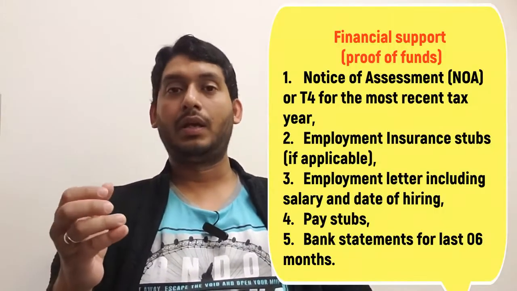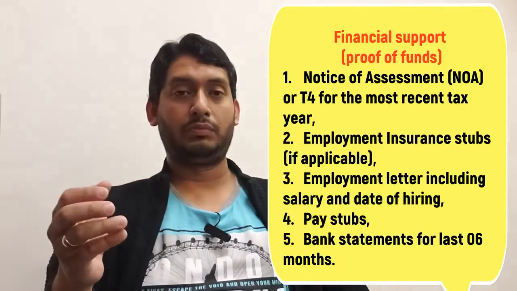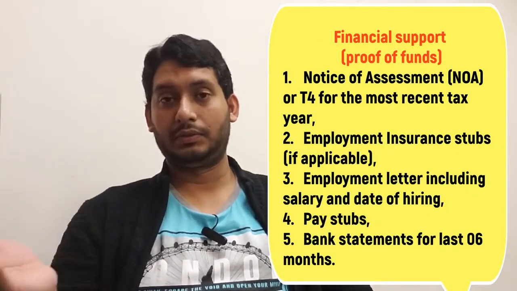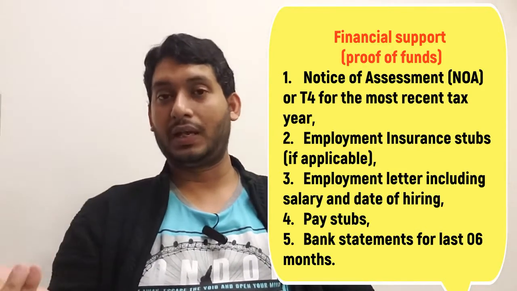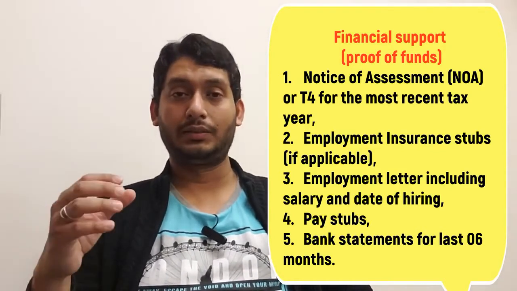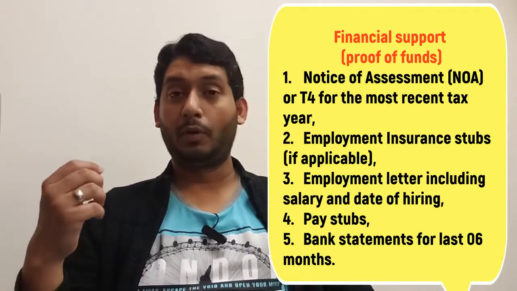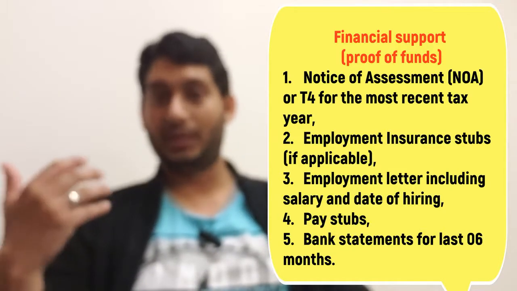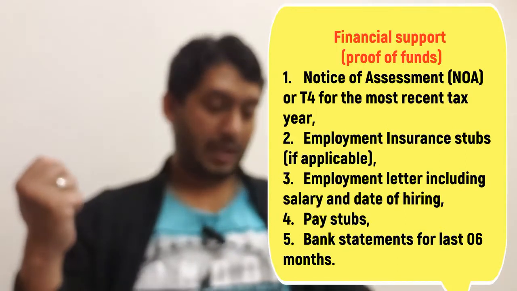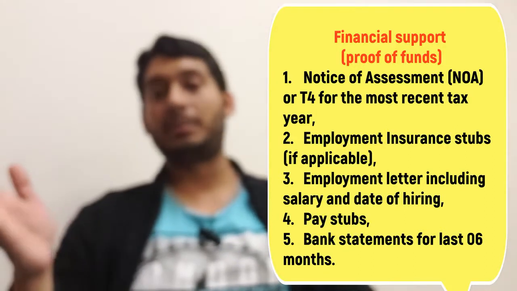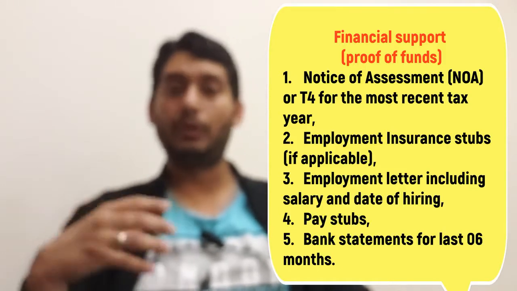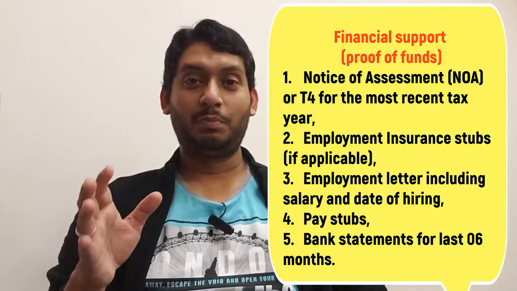Now, how to prove the financial support, right? So to prove your last year income, you should show your last year notice of assessment which you got after paying your tax, or you can show the salary slips, or you can show the employment insurance slips if you had been receiving EI sometimes. Then you should show the bank statements of the last 6 months to prove your financial stability, and also you must show your employment letter.